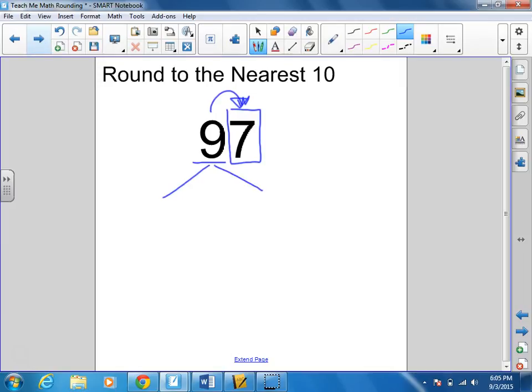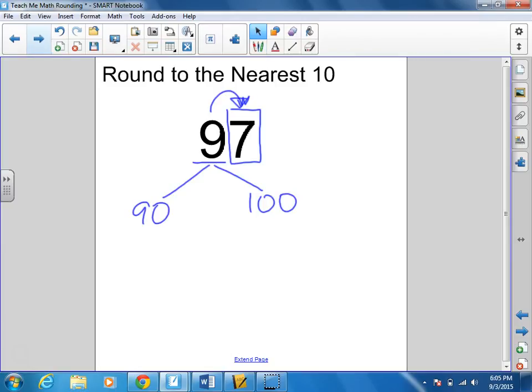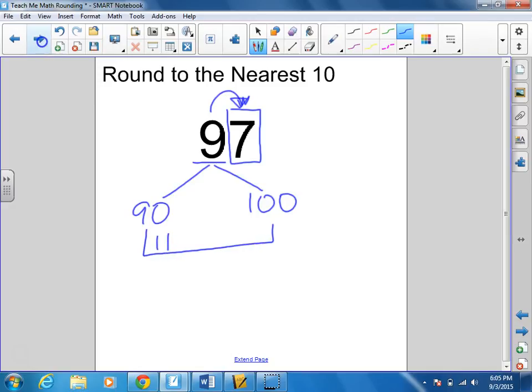Remind the students, what is the value of this 9? It is 90, not 9. And what comes after 90, if you're going to skip counting by tens, it will be 100. The most difficult part is finding the benchmark numbers. Once they are found, we simply create a number line: 1, 2, 3, 4, 5, 6, 7, 8, 9.